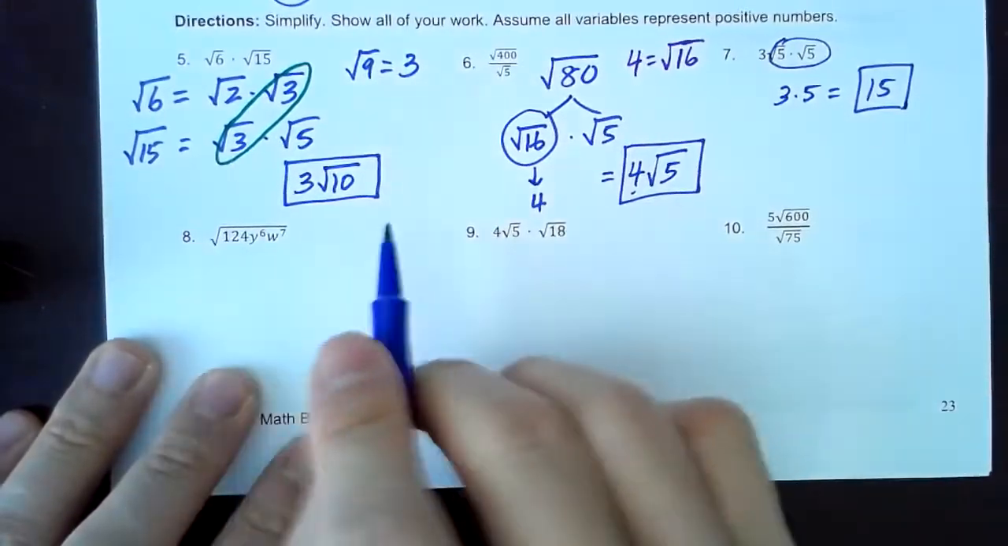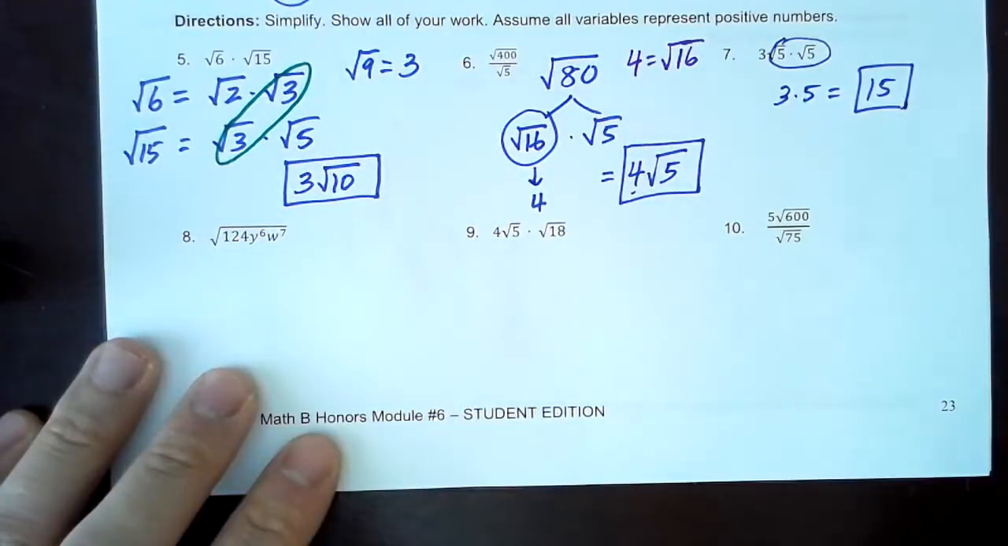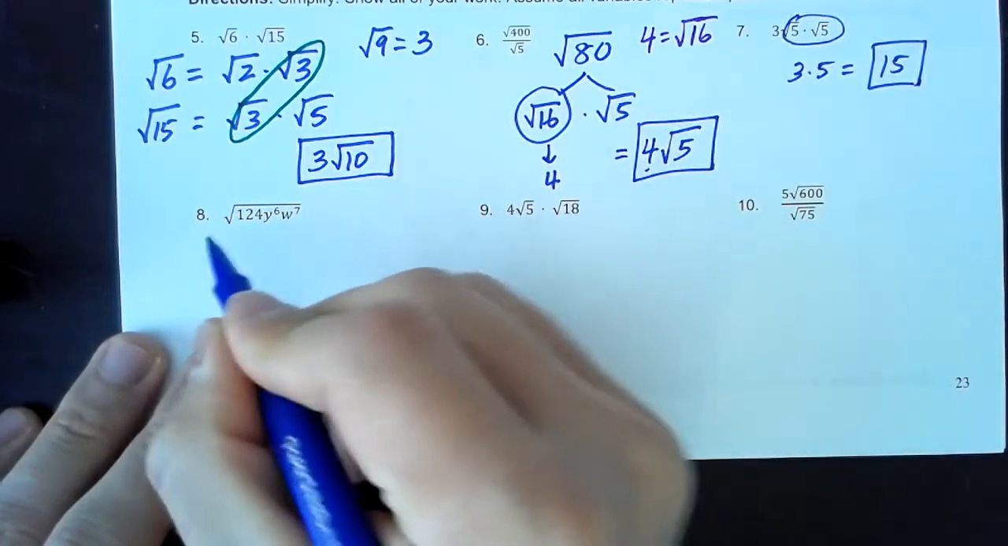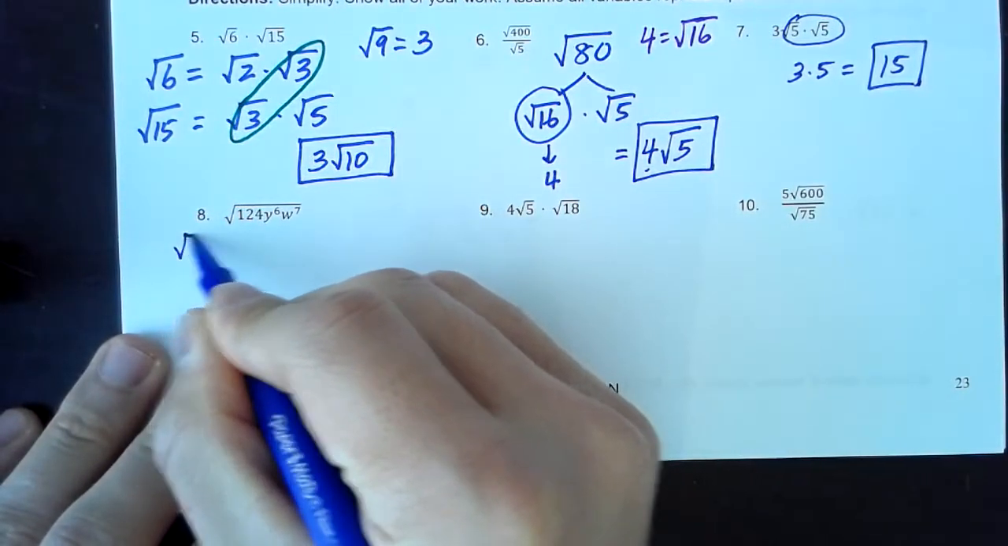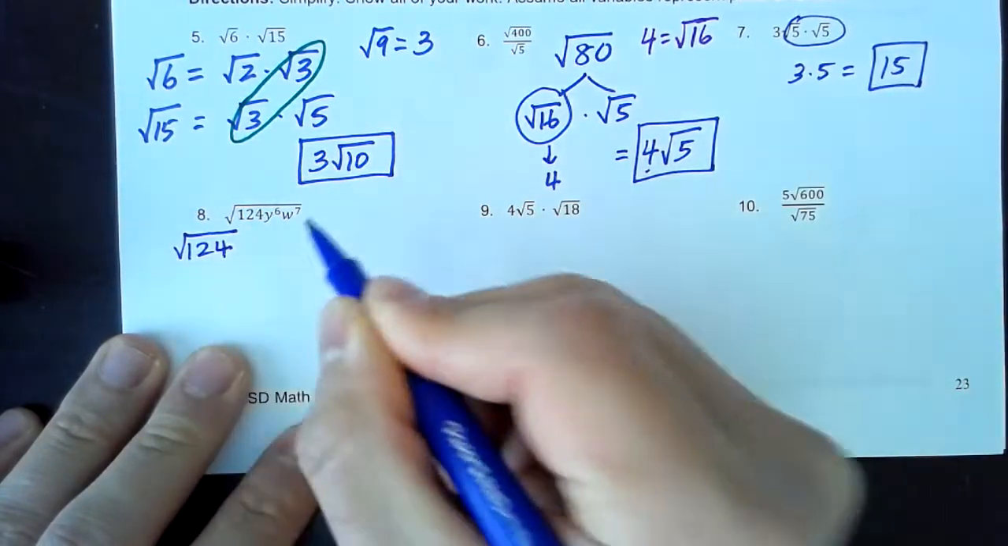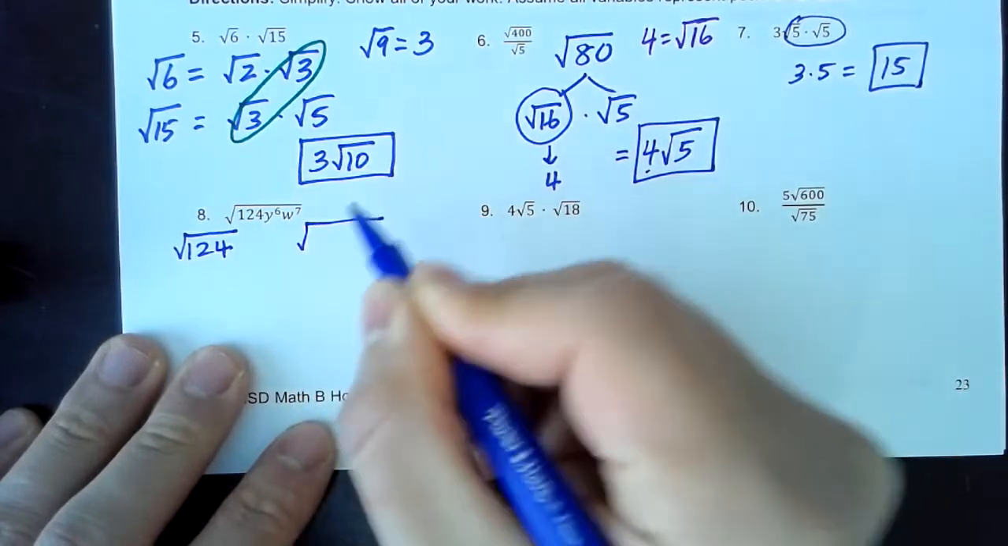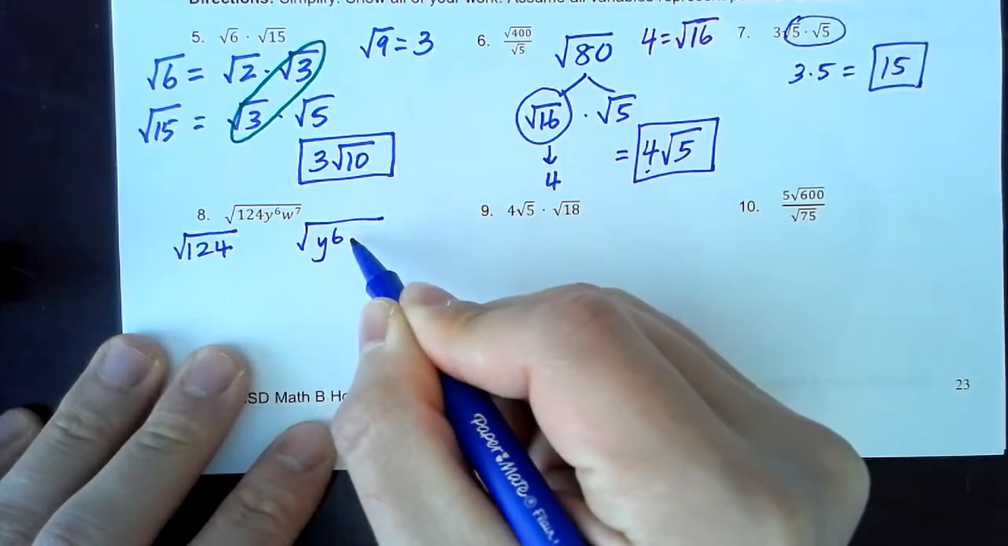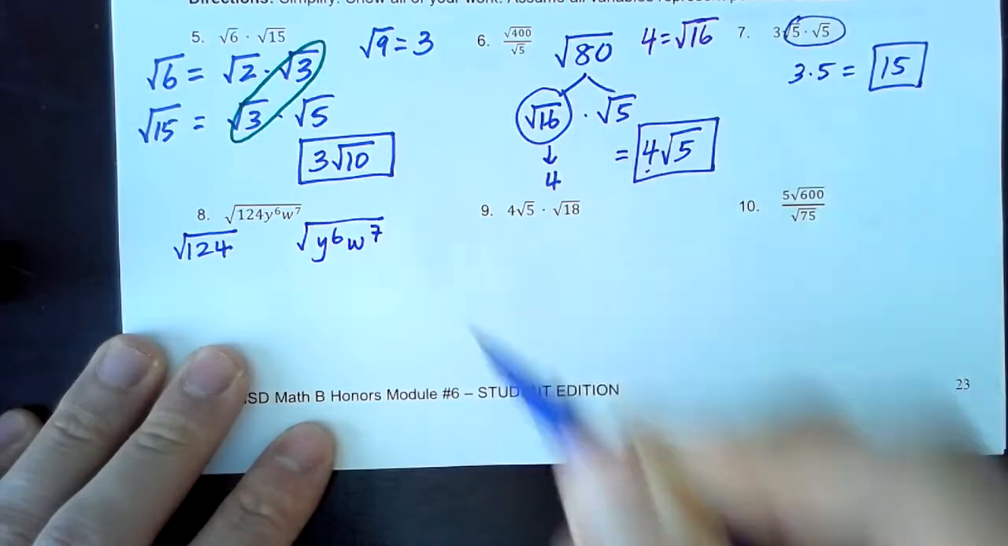Okay, number 8, very, very good question. I honestly want to divide this up. I'll divide it into the square root of 124, and then I'll also divide it into the square root of y6wz. Very good question.